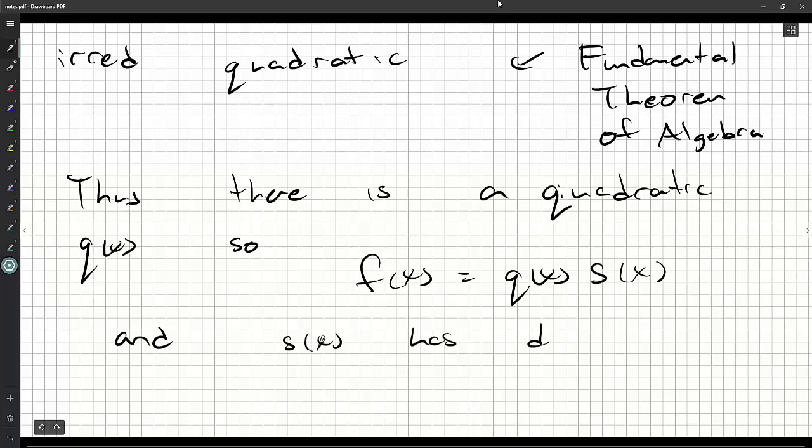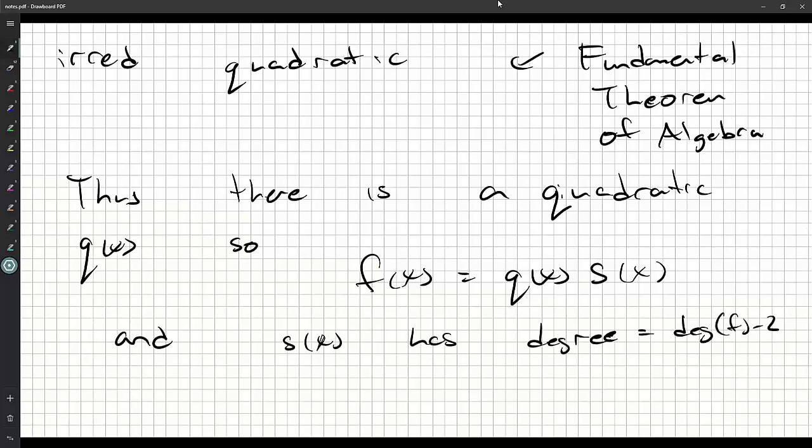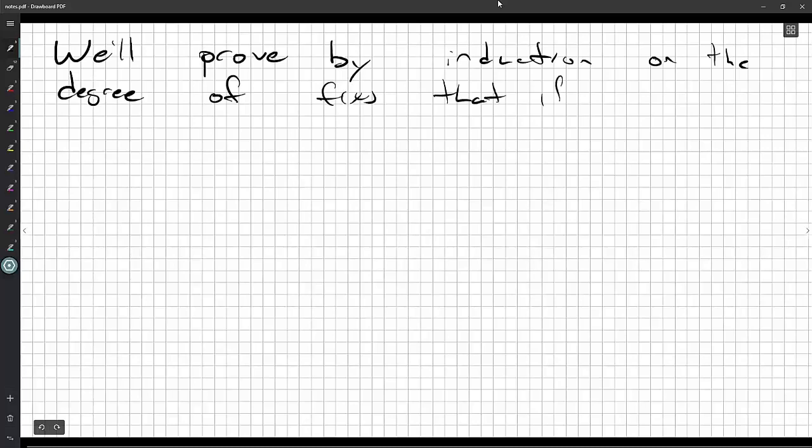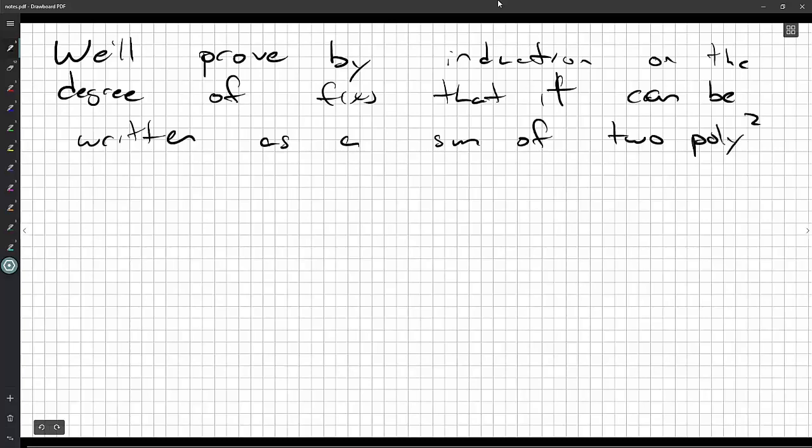And s of x has degree equal to the degree of f minus 2, because we took out a degree 2 polynomial. Now, q of x isn't necessarily this x minus 1 squared type of stuff, so it isn't necessarily a square, but I'm willing to bet we can turn it into a sum of squares, since f of x is a sum of squares. So we'll prove by induction on the degree of f of x that it can be written as a sum of two polynomials squared.